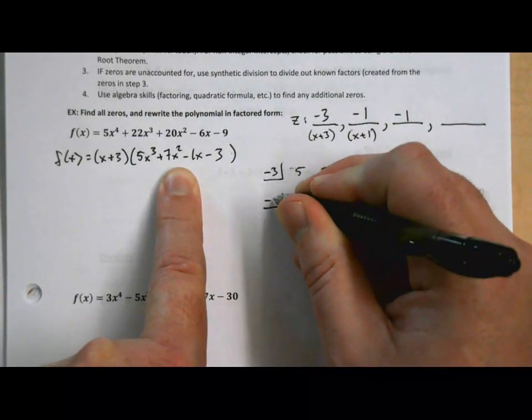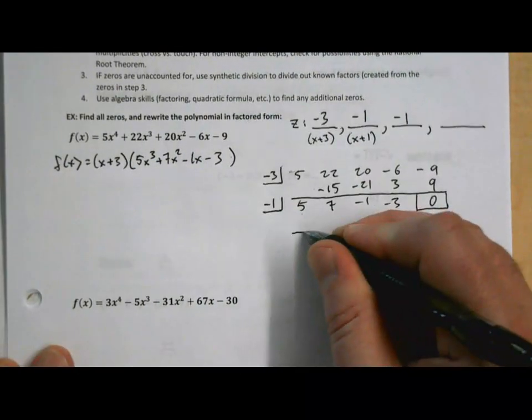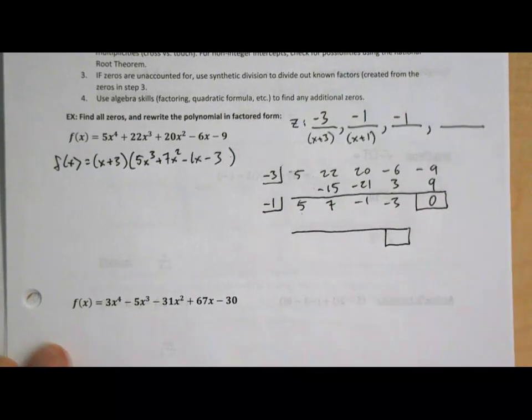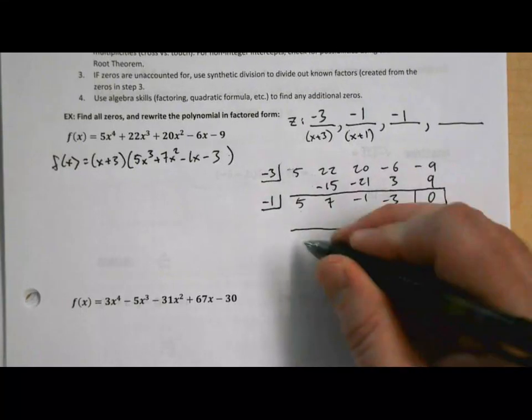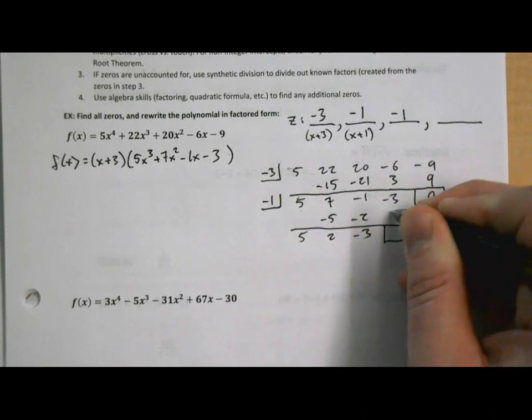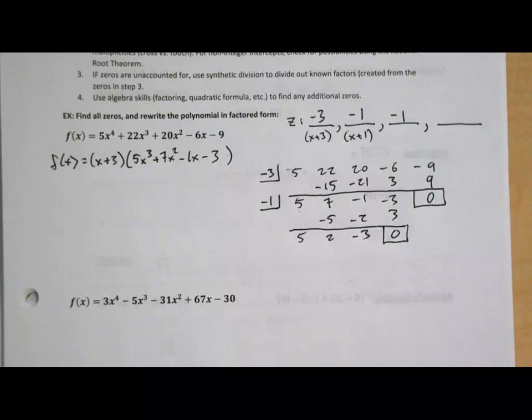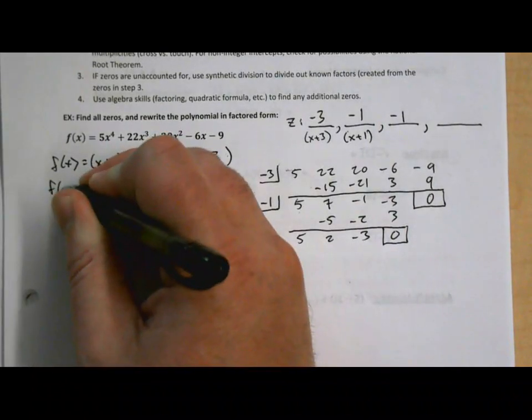And this time I'm going to divide out x plus 1. So we would need a -1 there. I'll go ahead and do my synthetic division for this. And again, we should get a remainder of 0. If we don't, the -1 is not a factor. Yes. Once you get that divided, could you write me a third version of this polynomial?